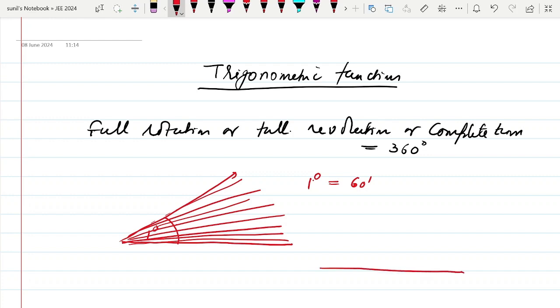Further, suppose this is a 1 minute angle, you can further divide it into 60 equal parts like this. Each part is known as a second. So 1 minute equals 60 seconds. A double dash indicates a second.